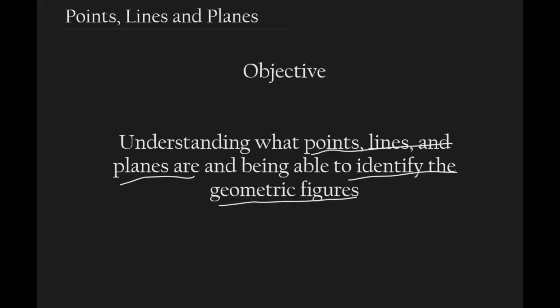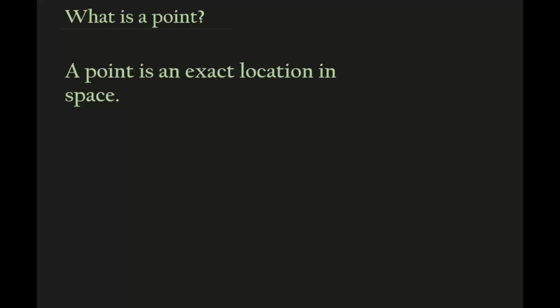So first of all, what is a point? A point is an exact location in space. So obviously, what you guys might be thinking a point is basically just a dot. But that's not what a point is. A point is more than just a dot.